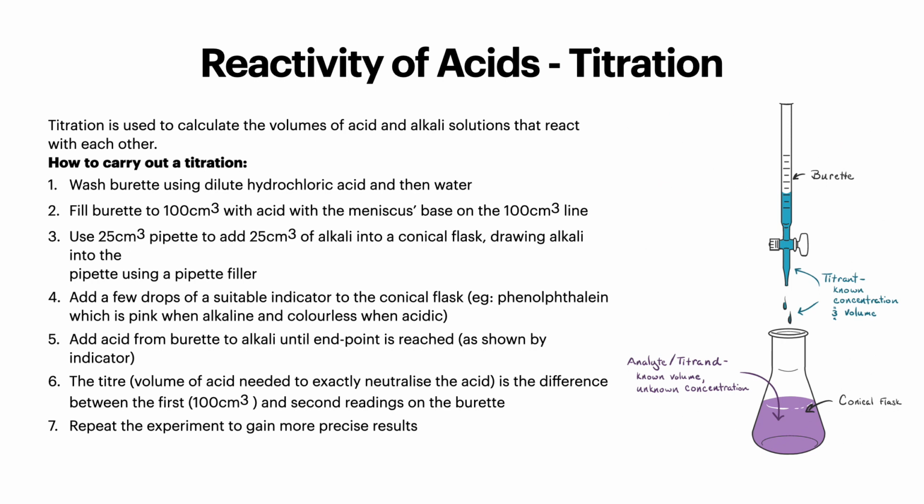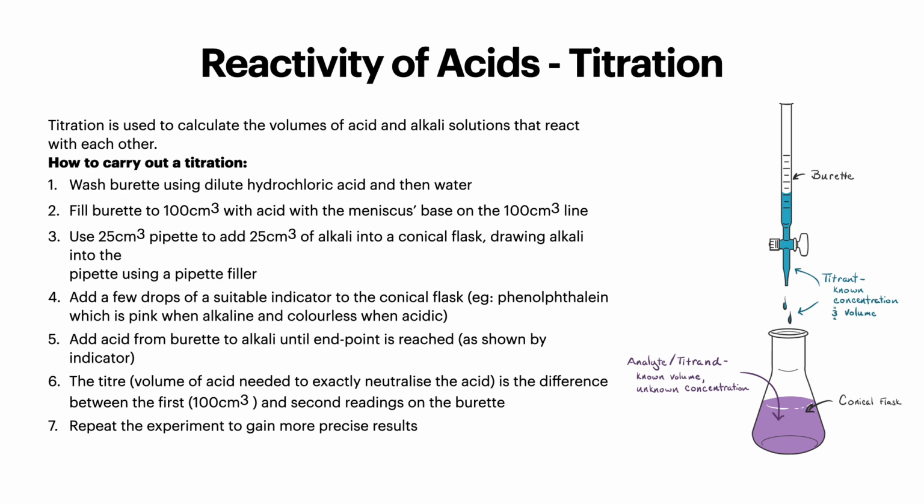Add a few drops of a suitable indicator to the conical flask. Obviously this will depend on what your school uses. So whatever example you use, please make sure it's one that you are familiar with and not some random term that's on this presentation. Then we are going to add acid from the burette to the alkali until the endpoint is reached, as shown by the indicator. So essentially, we want to find a middle ground. You'll know with whatever indicator you are using at school what colour that needs to be, and it's different depending on what indicator you use.